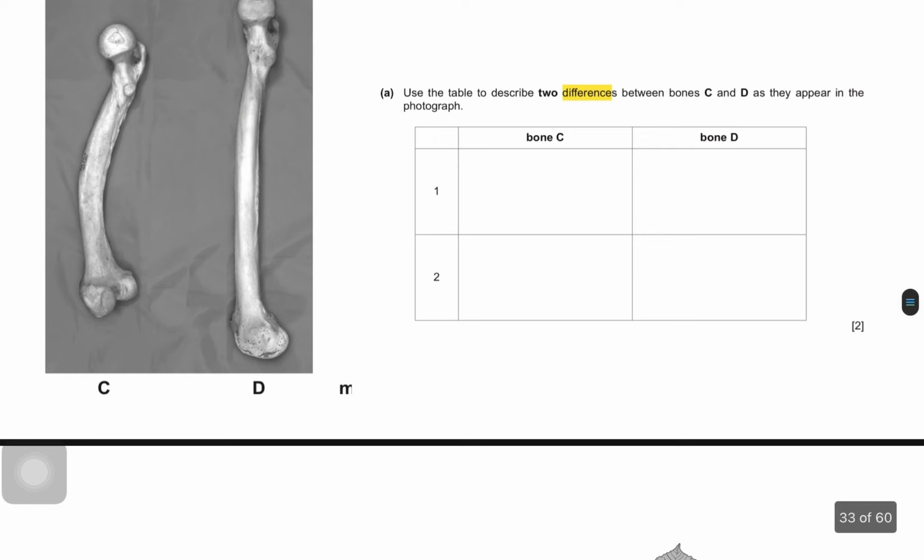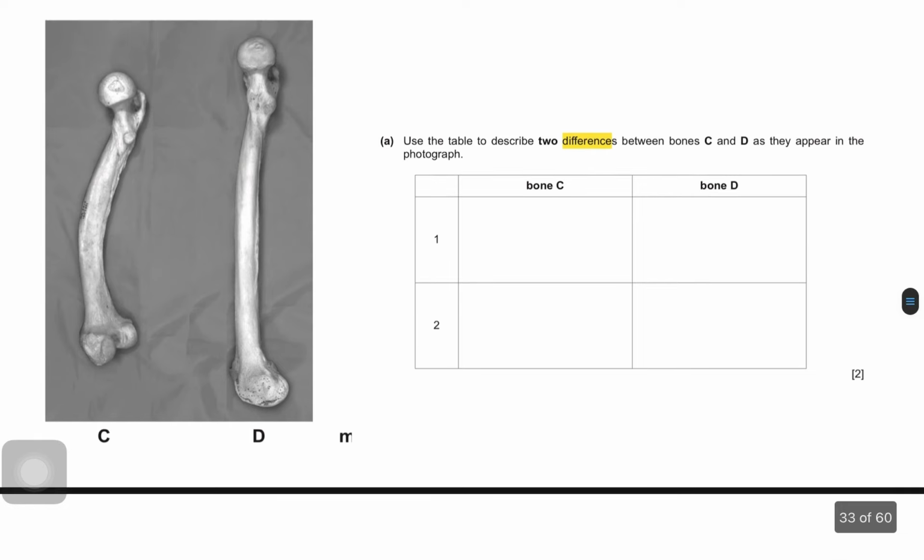Let's see this one. Here you are supposed to be commenting on the bone structure. So we can talk about that also. Let's see. Bone C, bone D. If you notice, size wise they are different or perhaps not. So you can say definitely bone C is smaller. So bone C is smaller. That's a very good start. And bone D is obviously longer, or you can say larger.